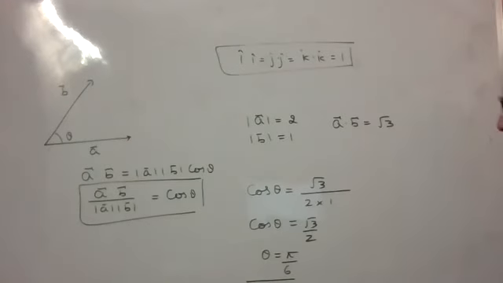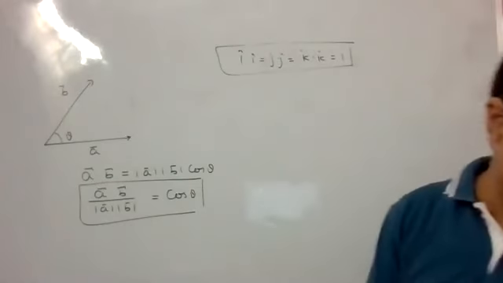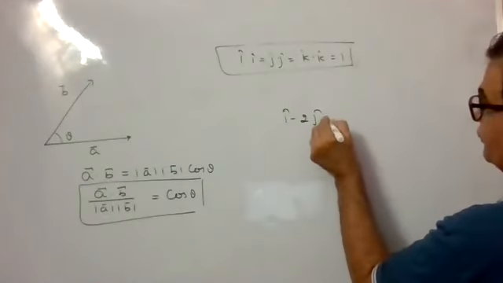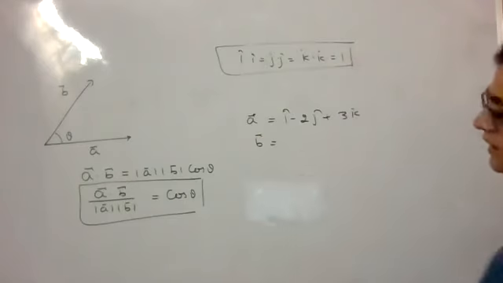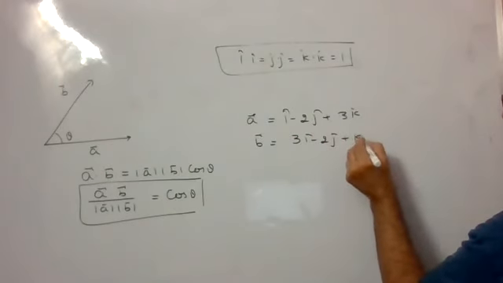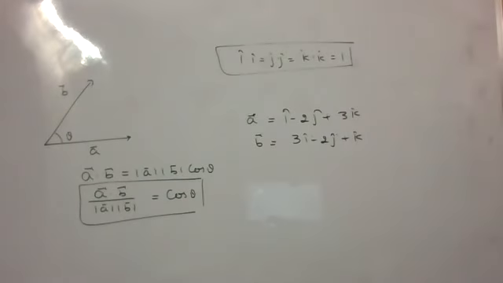Find the angle between the vectors I minus 2j plus 3k, this is vector A, and the other vector B, that is 3i minus 2j plus k. A and B are given to you. My question is, find out what is the angle between these two vectors.